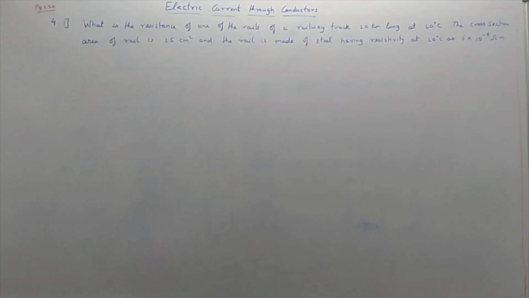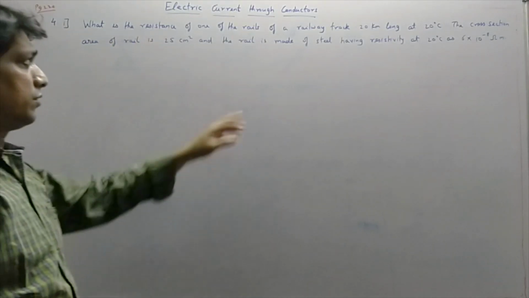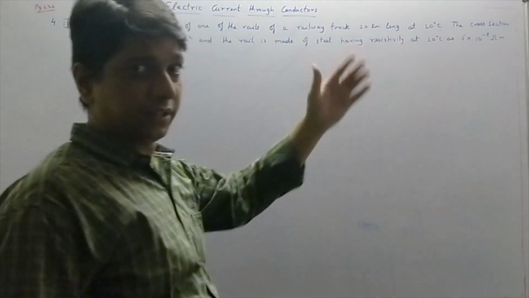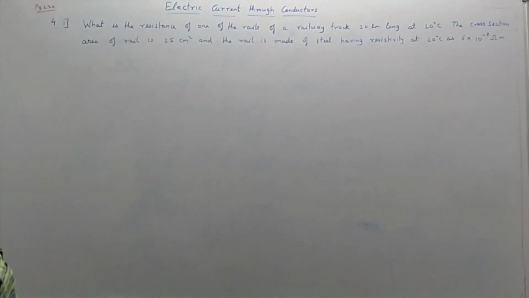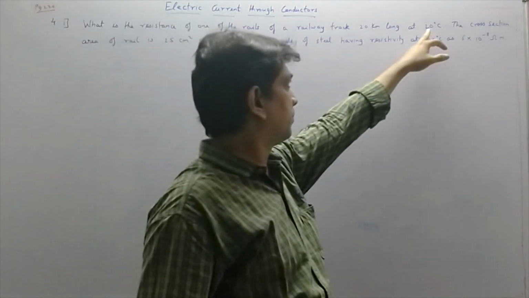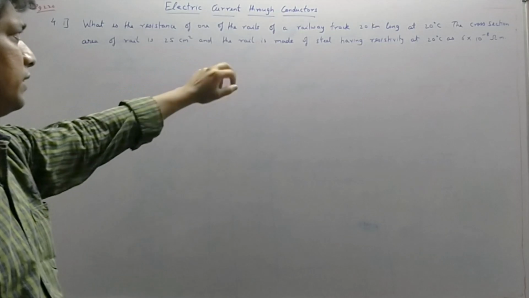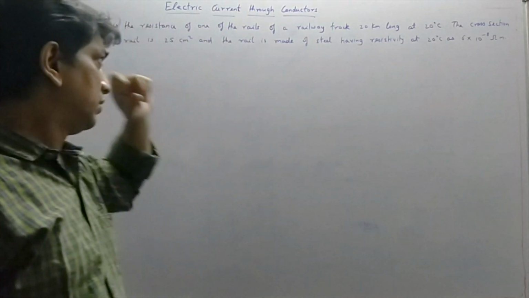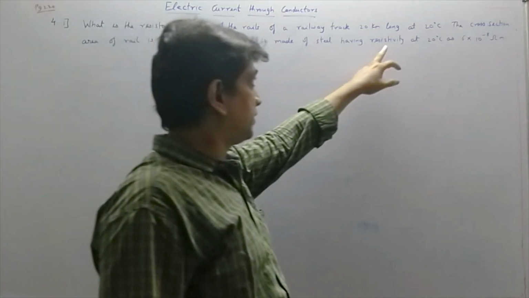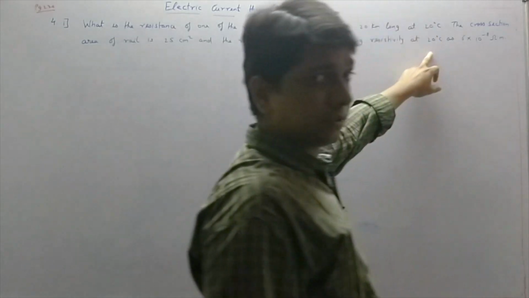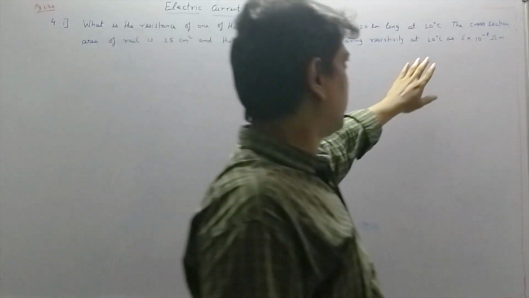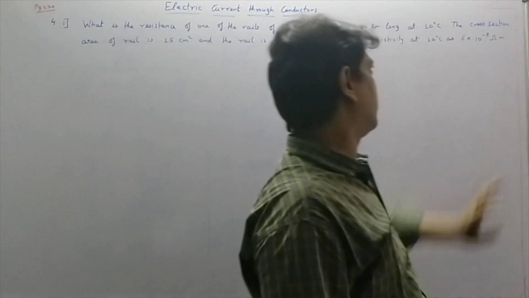What is the resistance of one of the rails of a railway track? The railway track is 20 km long at 20 degrees Celsius. The temperature is given. The cross section area of the rail is given as 25 centimeters square, and the rail is made up of steel, having a resistivity at the same temperature, 20 degrees Celsius. This is the resistivity which is given.